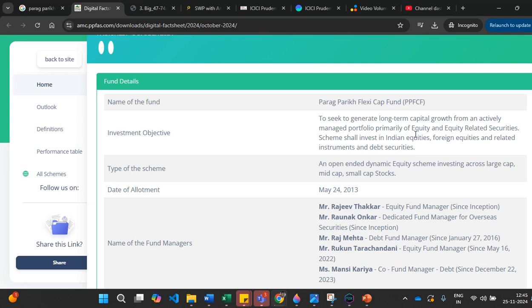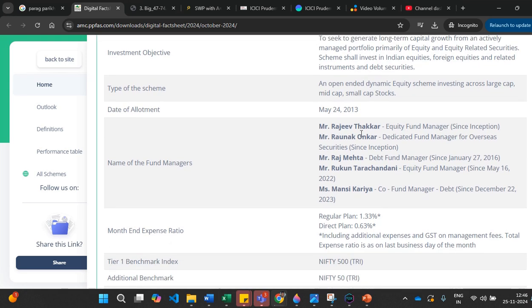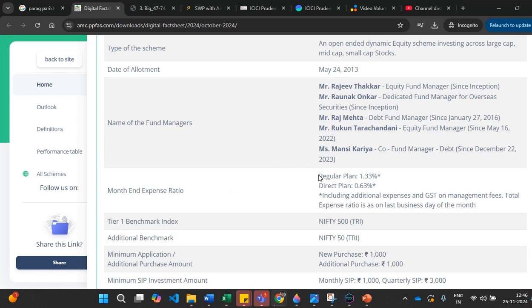Like that, every mutual fund will mention the investment objective and whether it is long term, short term or medium term. Based on that, you can decide whether it is good for you, whether it fits your goal, and whether you can go with this mutual fund or not. It also clearly mentions where they're investing: equity related securities, Indian equities, foreign equities and related instruments. They mention the type of scheme, and that they invest across large cap, mid cap and small cap stocks. You can also see when it started, the fund managers, and the expense ratio.